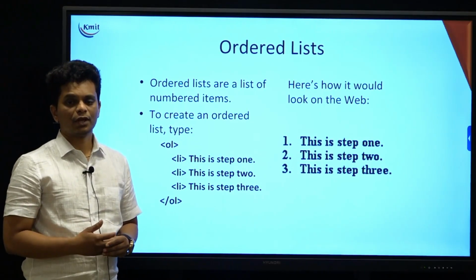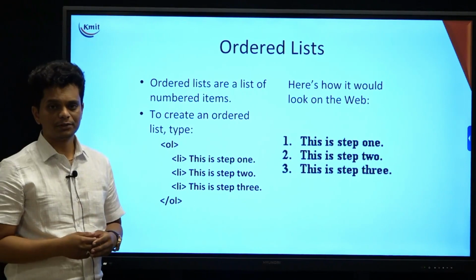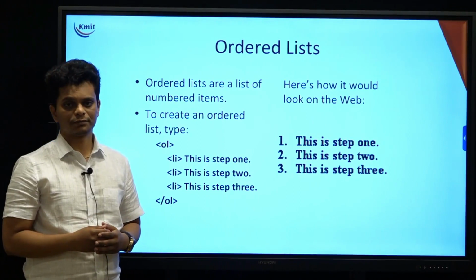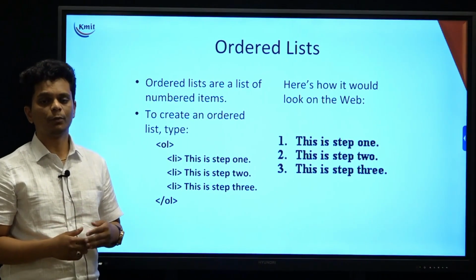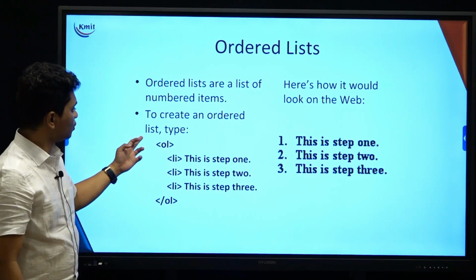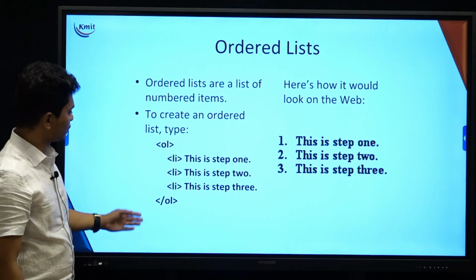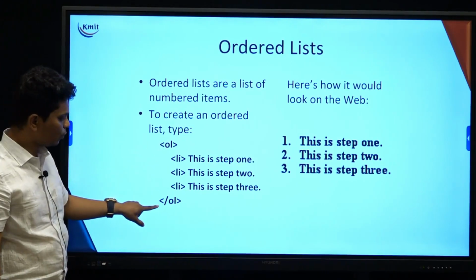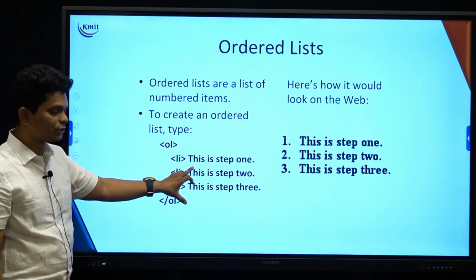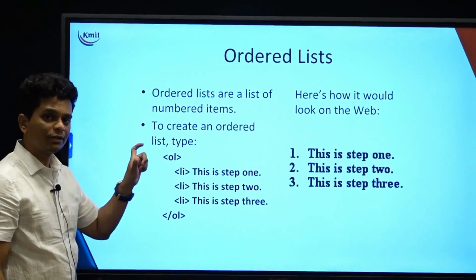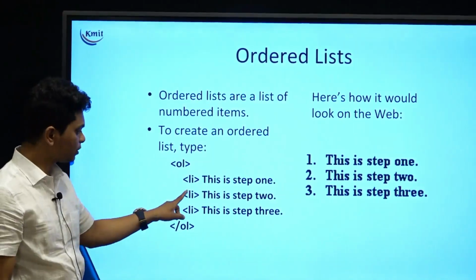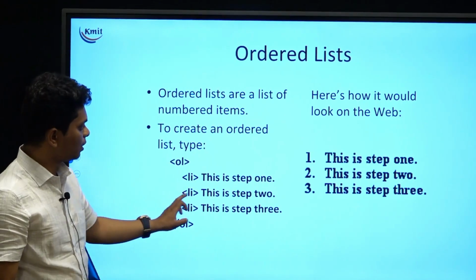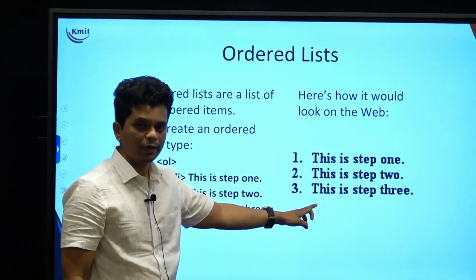Ordered lists. When you want a list of items to be numbered, then you may go for an ordered list. The list of items will come with numbers. So how to create an ordered list? We have a tag called OL. Within the OL tag, we are going to put our list of items. Now the item's text has to be enclosed within the li tag. We have to use the li tag and it would be displayed in this format.